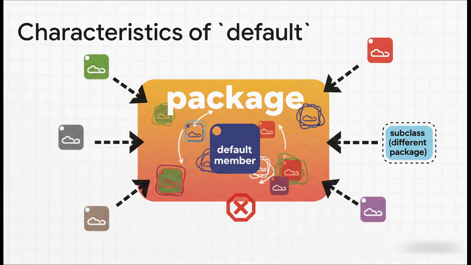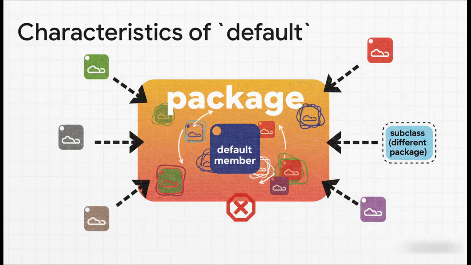So, with default access, everything is visible only to other code inside the exact same package. Any class in there can access it. But if a class is outside that package, even if it's a subclass, access is denied. It's a fantastic way to share helper methods or variables among a tight-knit group of classes without exposing them to your entire program.